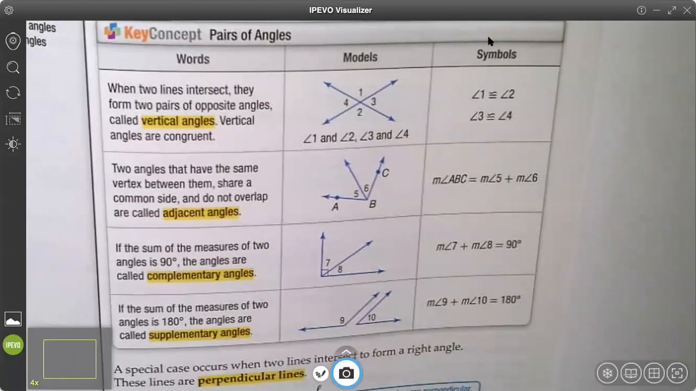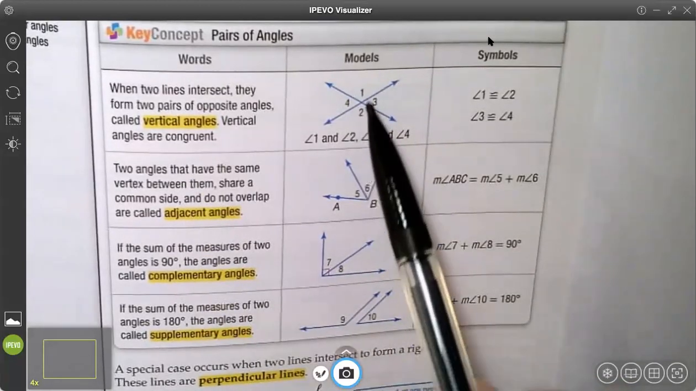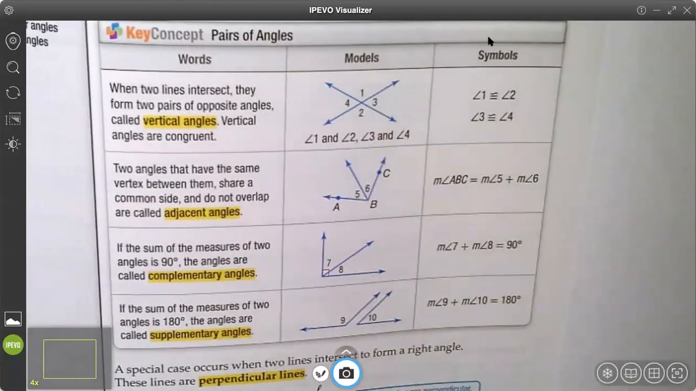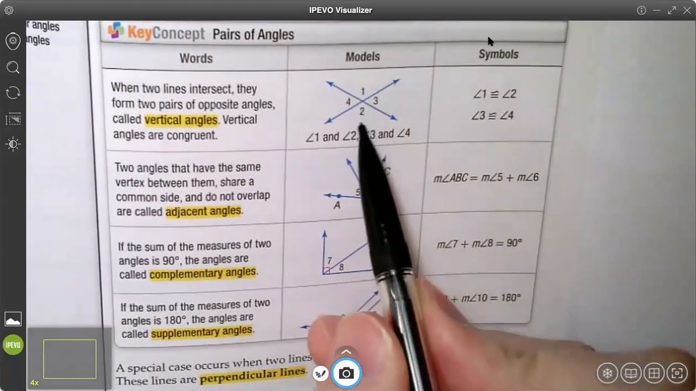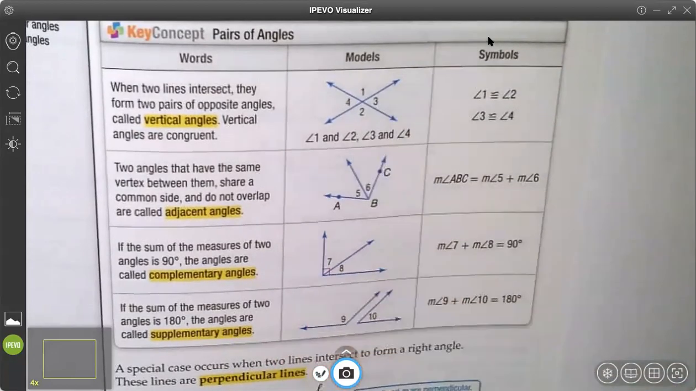Here's some vocabulary we need to know. Vertical angles. Vertical angles are straight across from each other at an intersection. 1 and 2 are vertical angles. They're straight across from each other. 3 and 4 are vertical angles. They are straight across from each other.